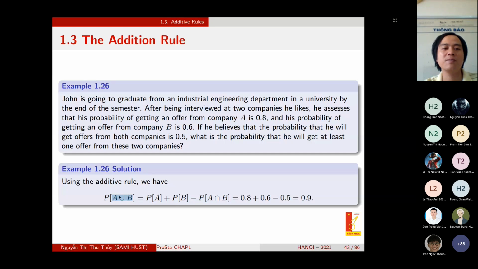Okay, and we employ the additive rule for two events. So we use the formula from the above theorem. We get 0.8 plus 0.6 minus 0.5, and we end up with 0.9. Okay, so you can see that the probability of A union B, how can you compare the probability of A union B, probability of A, probability of B, and probability of A intersection B?